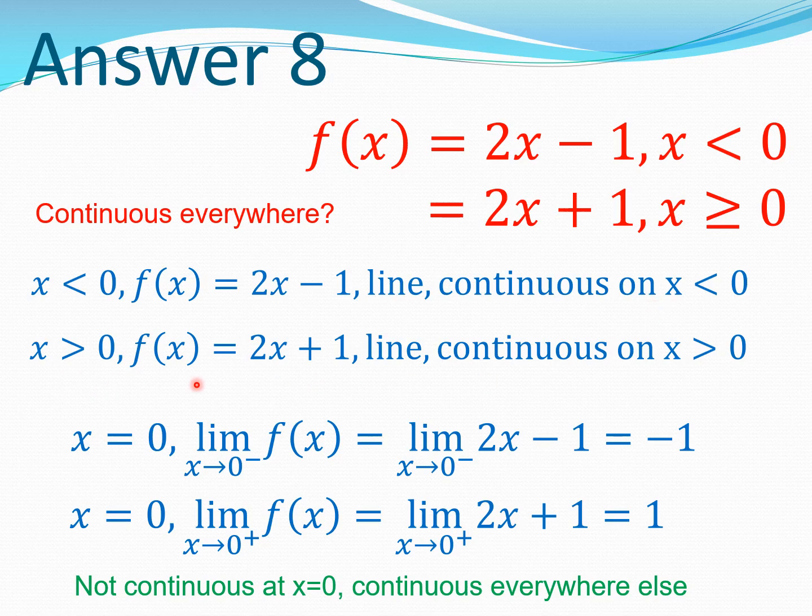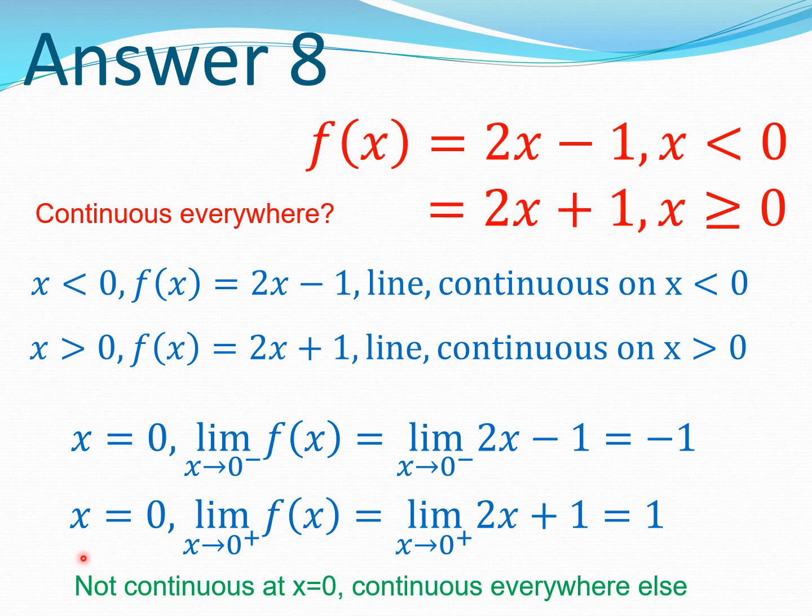Now if x is greater than 0, the function is simply 2x plus 1. Once again, this is a simple line, so it's continuous for x greater than 0. Now to find what happens at x equal to 0, we should take the limit from two sides. If we take the limit from the left hand side, or the negative side of the number line, that's the limit as x tends to 0 from the negative side of 2x minus 1. That's going to give me minus 1 here.